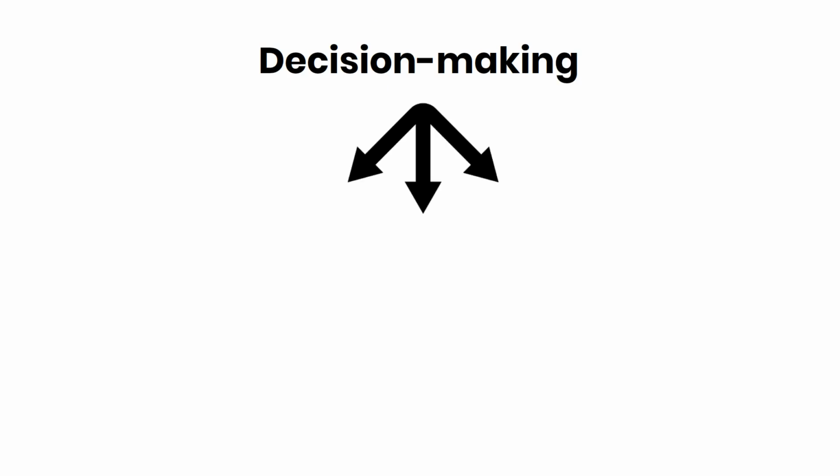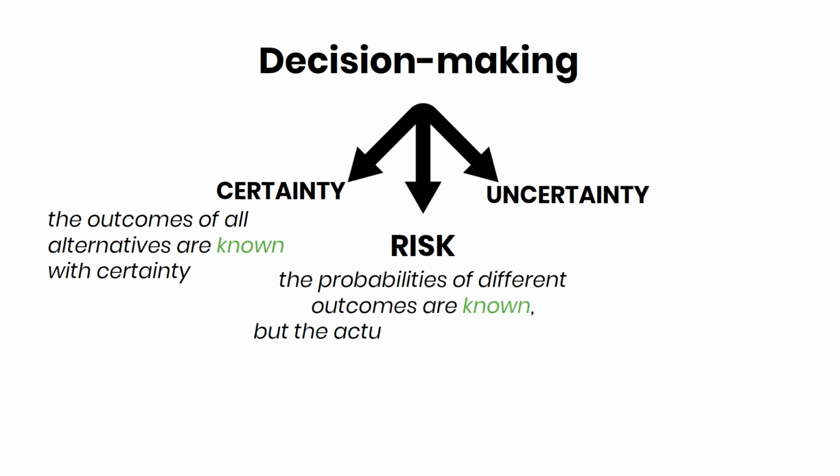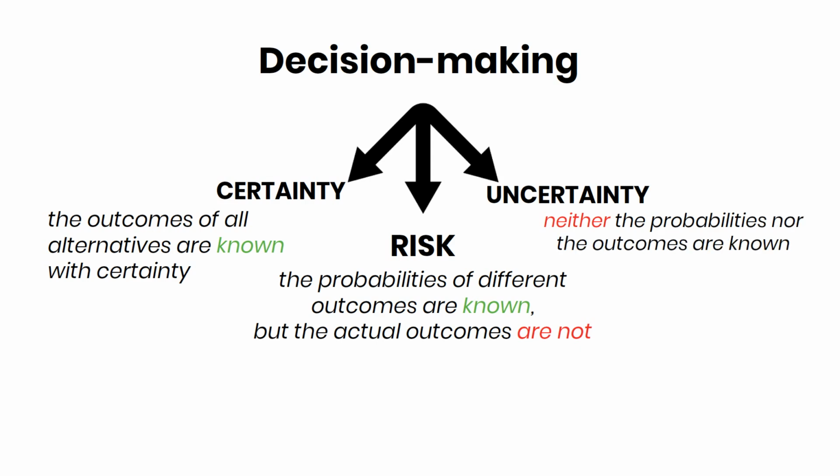Decision-making environments can be categorized based on the level of uncertainty involved. The three primary types of decision-making environments are certainty, risk, and uncertainty. In a certainty environment, the outcomes of all alternatives are known with certainty. In a risk environment, the probabilities of different outcomes are known, but the actual outcomes are not. In an uncertainty environment, neither the probabilities nor the outcomes are known, making decision-making more challenging.